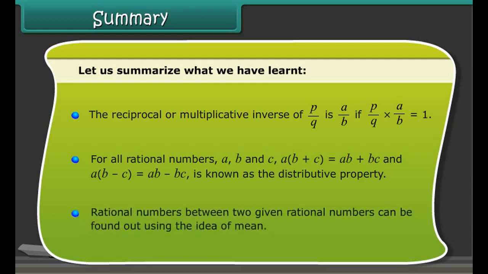For all rational numbers A, B and C, A into B plus C is equal to AB plus AC, and A into B minus C is equal to AB minus AC, known as the distributive property. Rational numbers between two given rational numbers can be found out using the idea of mean.